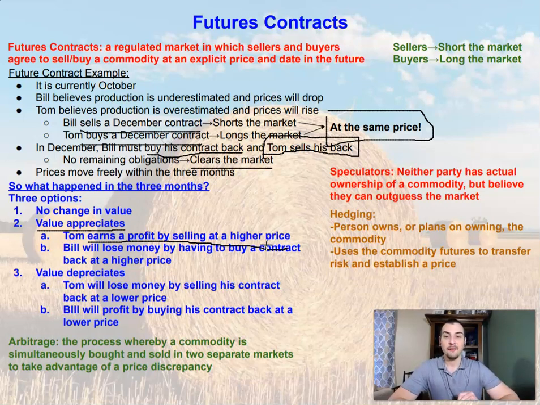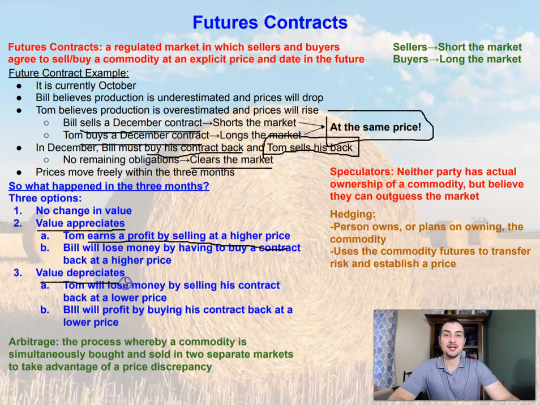Remember, Bill shorted the market. He sold that commodity in December. Back in October, he agreed to sell it in December at this price, and then the prices actually rose. He had to buy it back. He bought it back at a higher price. He actually lost money.